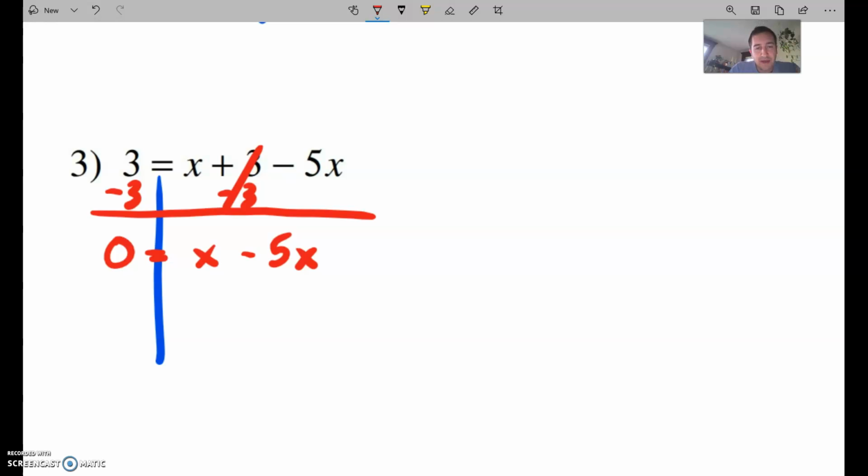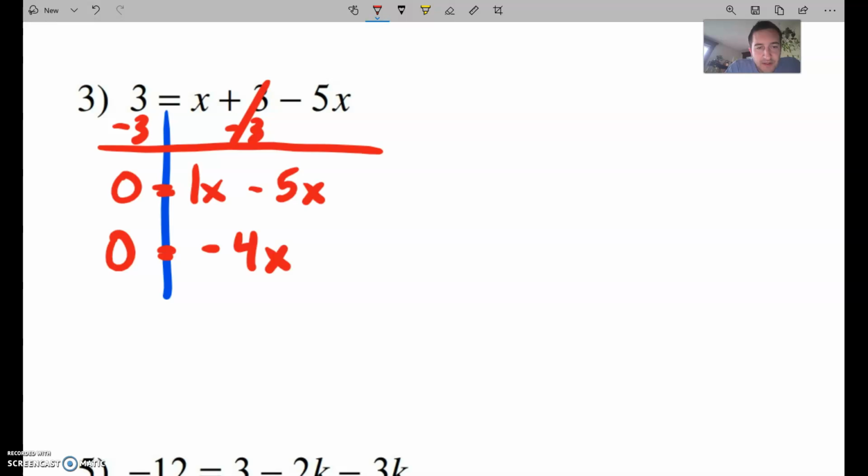Now we are going to combine like terms. X minus 5x. Well, remember, that's a 1 in front of that. That's 1x minus 5x. So that's 1 minus 5, that's negative 4. But it doesn't even matter because check this out. Remember, this is negative 4 times a number.